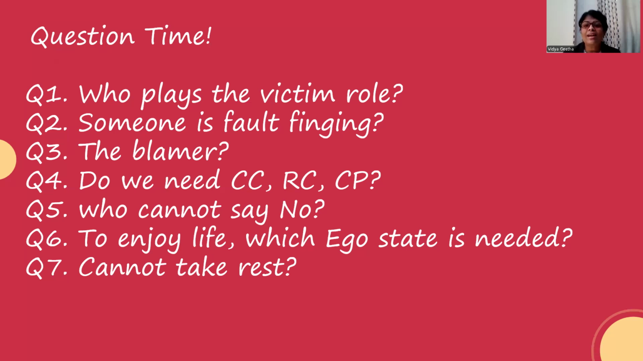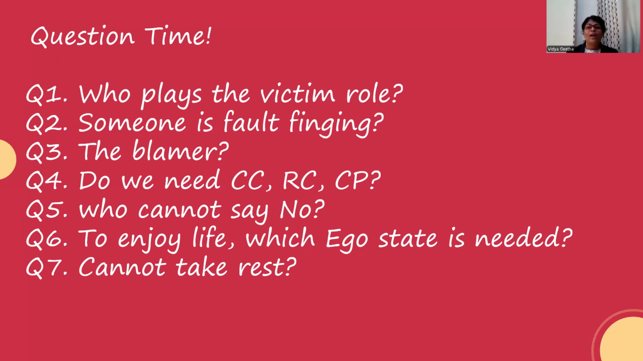Do we need CC, RC, CP, because these have a negative shade? Do we need them? Yes, of course, we need all the 6 ego states because we deal with people who are in different ego states. So we have to have the adult in the lead role using the other 5 as and when required.